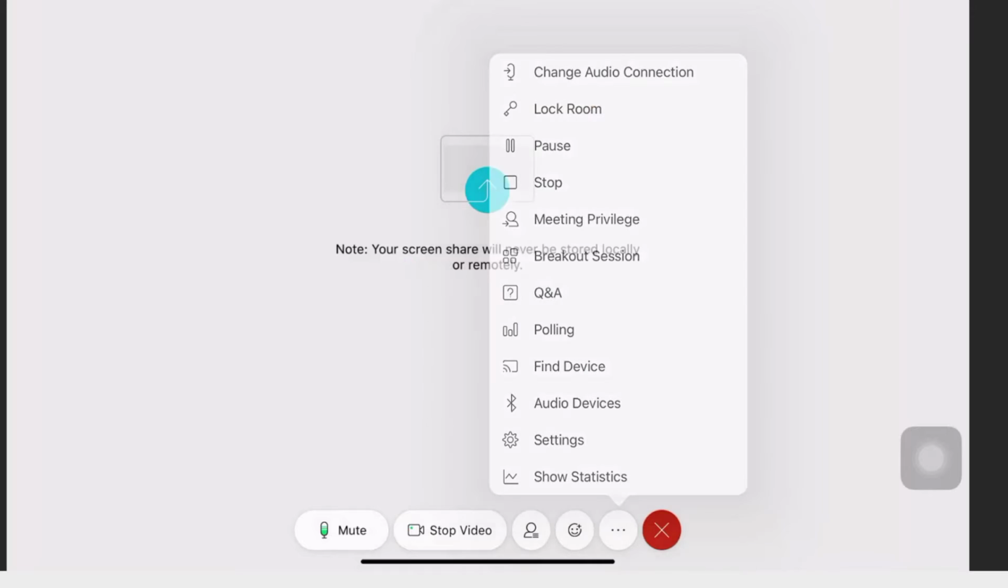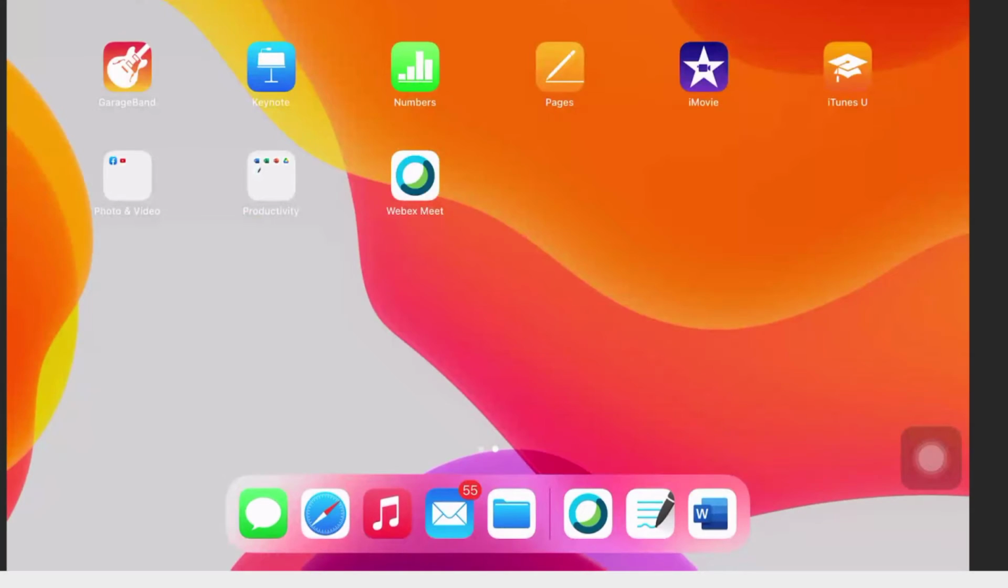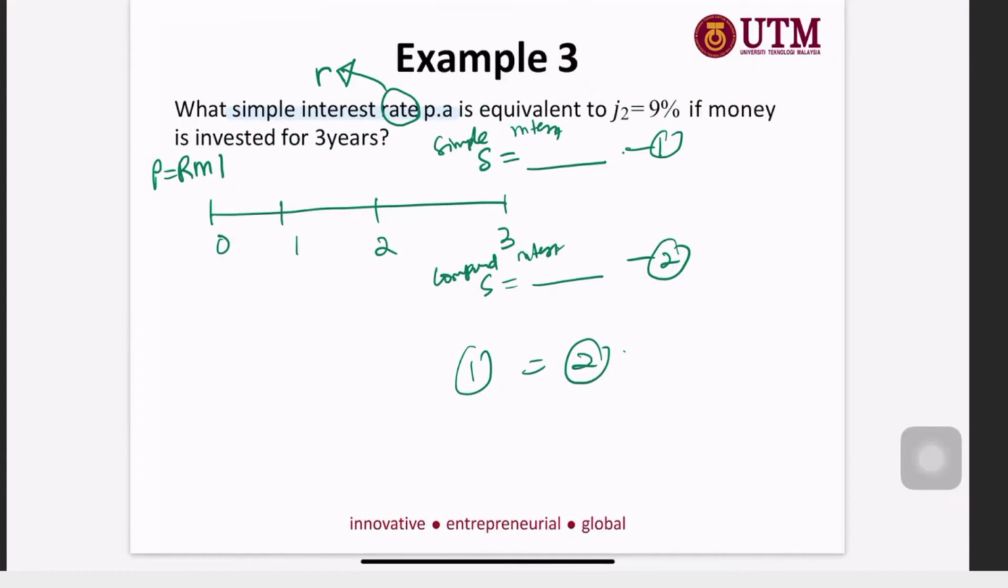Okay, got the answer? So you should get R is equal to 10.08% per annum. Did you get the same answer?